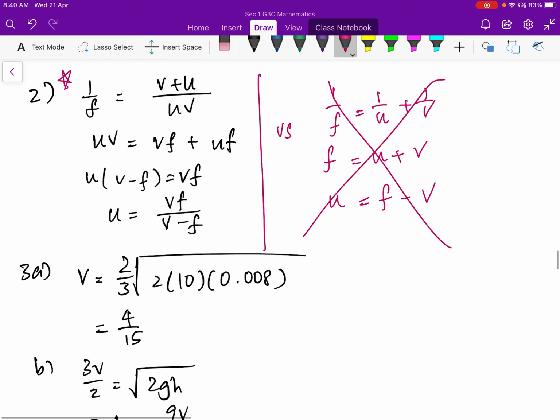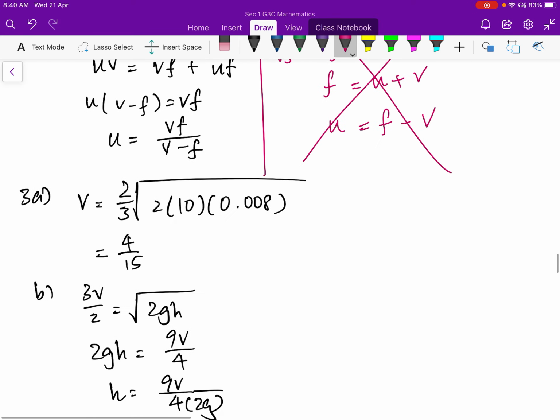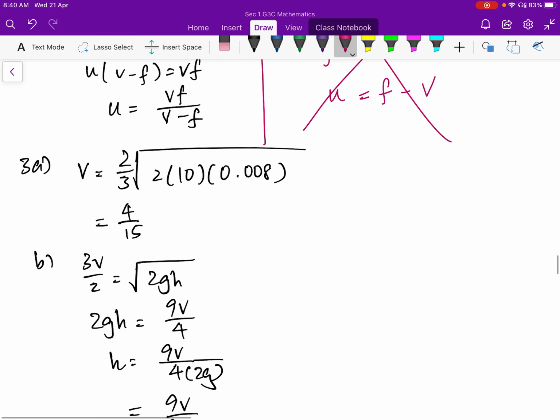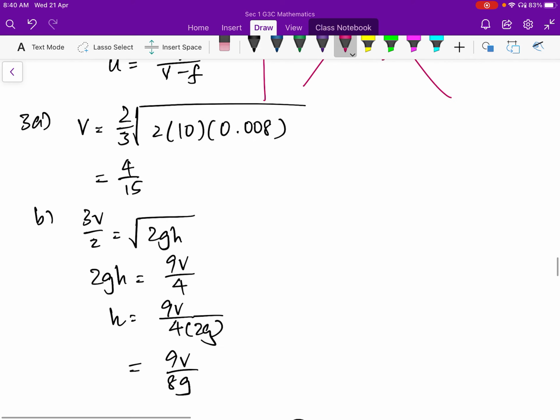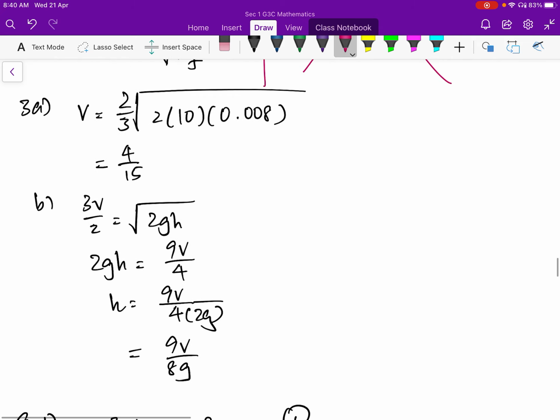Next one, 3a. Okay, just a simple substitution and simple rearranging. So just check your final answer. This particular square root symbol was given to us. You were not the one who introduced it. It was given to you. It is a positive square root because there isn't a minus sign. So it is positive square root.